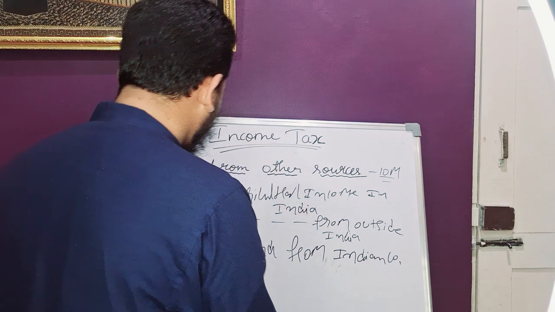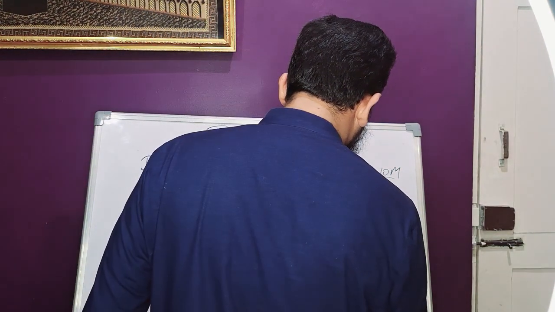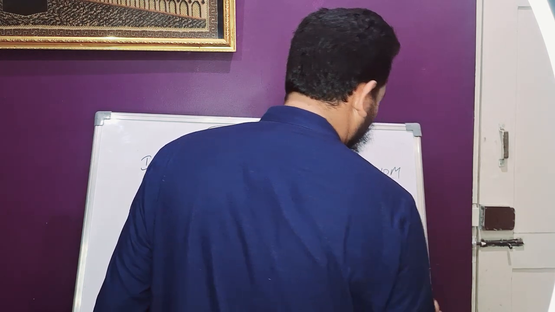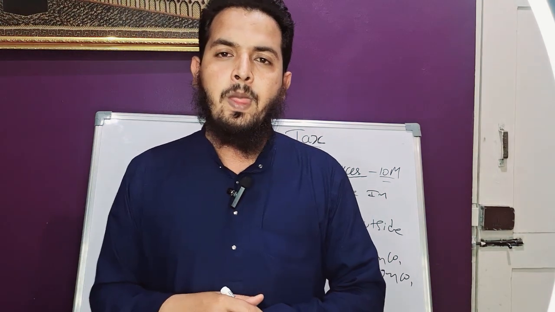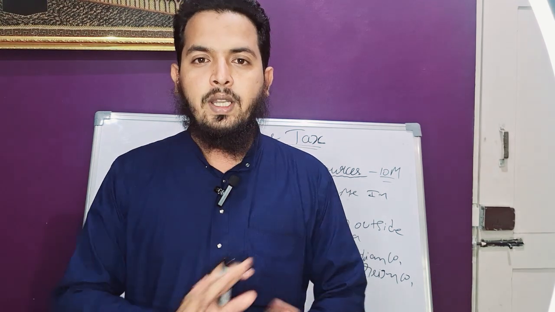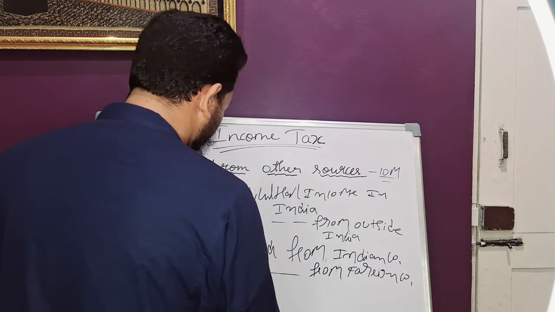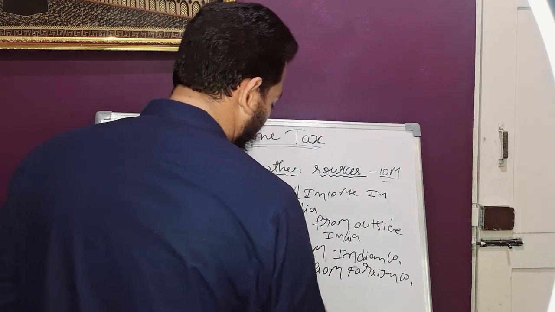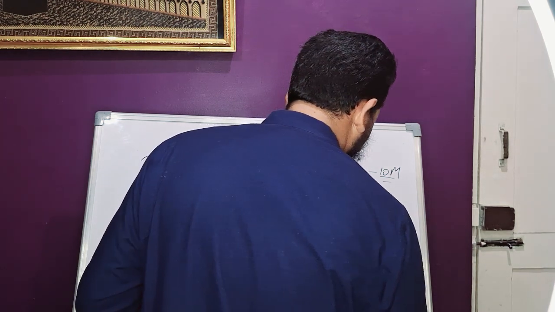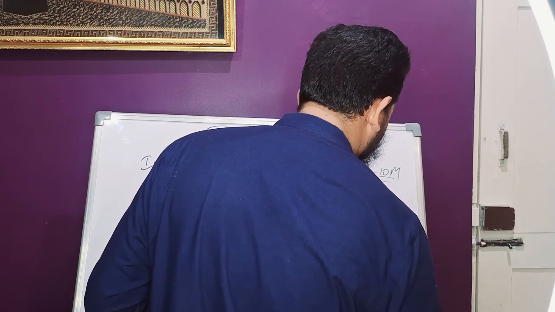3 points over. Fourth point, dividend from foreign company. Any dividend from a foreign company is also fully taxable, need not worry. Then the next point, dividend from cooperative society.